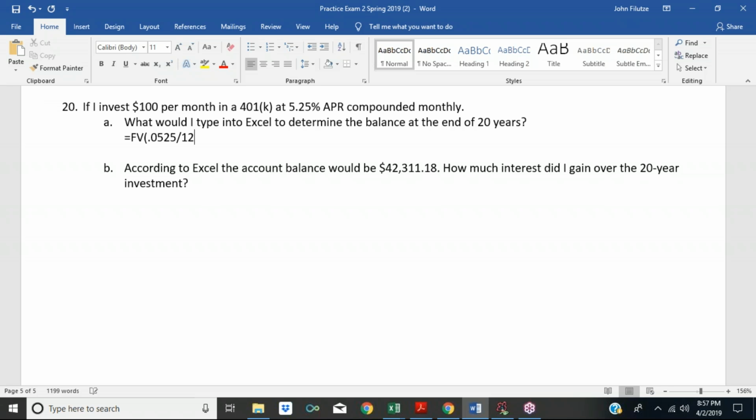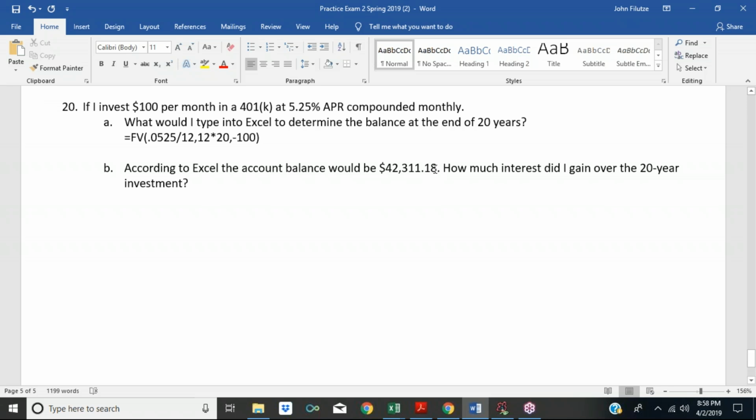0.0525 divided by 12. It's monthly. 12 times how many years? 20 years, comma, negative 100. So that's what we would type in, equals FV 0.0525 divided by 12, comma, 12 times 20, comma, negative 100.